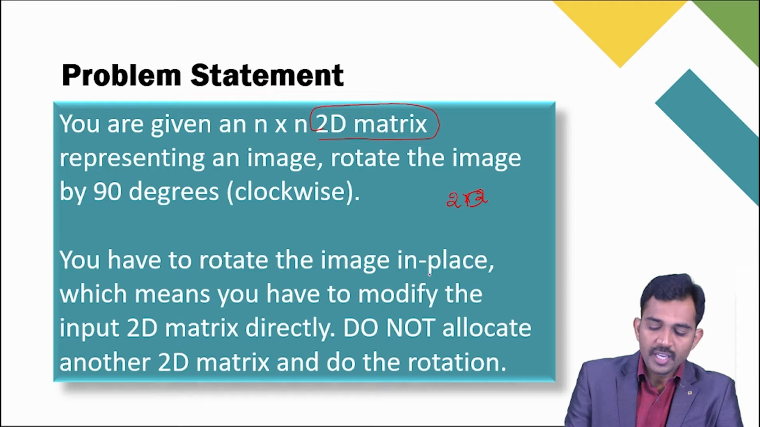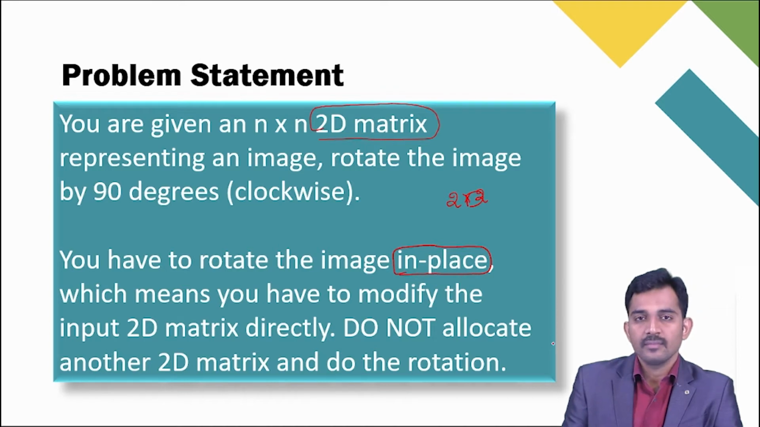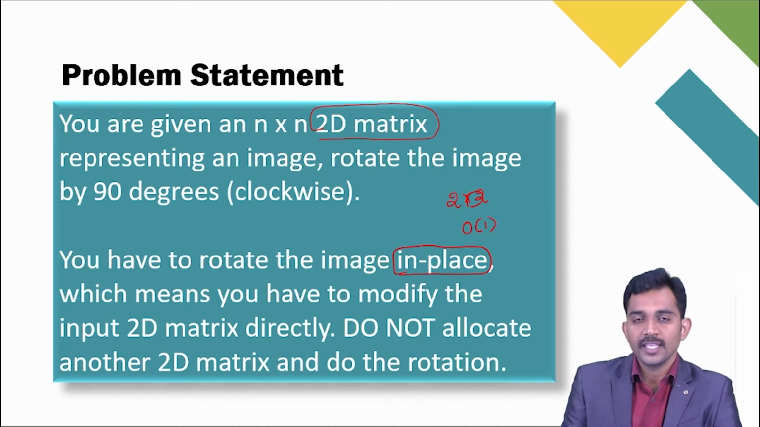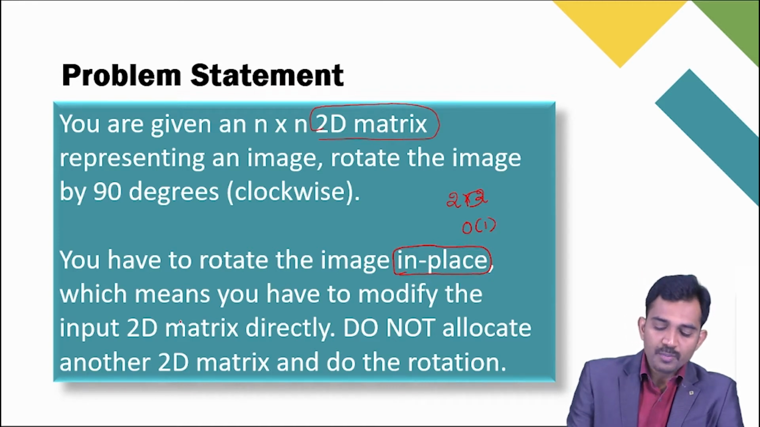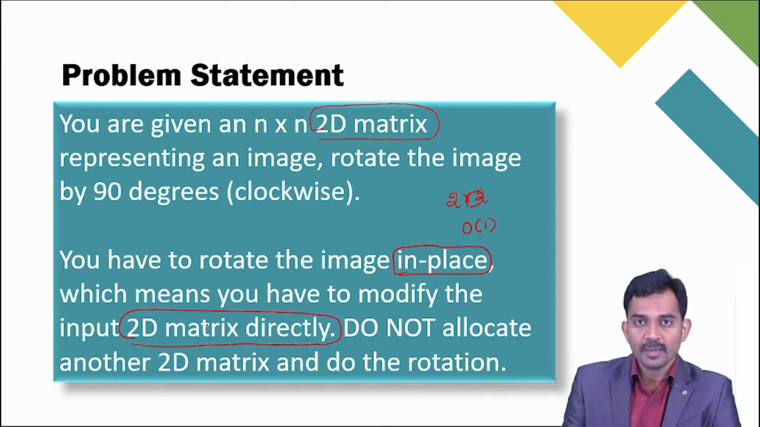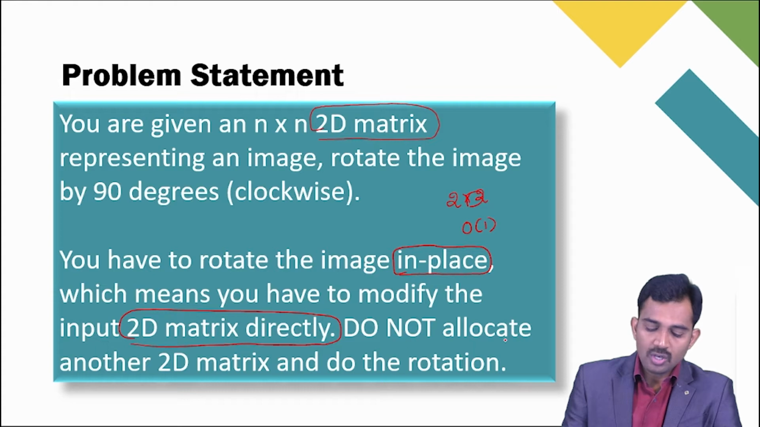And how to rotate the image in place? In place means don't use extra space. Extra space means the space complexity of this particular problem should be big O of 1. That is called in-place change. Which means you have to modify the input 2D matrix directly, without copying anything. So you should change the matrix in place. Don't allocate another 2D matrix. Do the rotation.